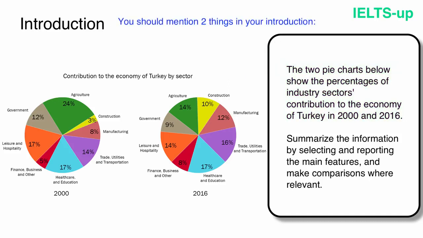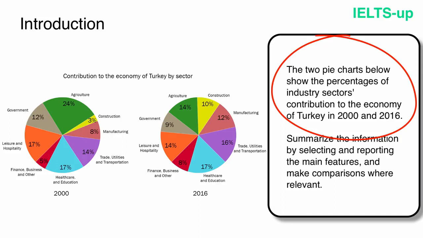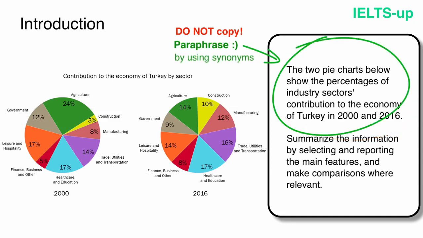You should mention 2 things in your introduction: what your chart shows and for what period of time. You cannot just copy this text from your question card. Such writing will receive a low score, so don't do that. Instead of writing, the 2 pie charts below show the percentages of industry sector's contribution to the economy of Turkey in 2000 and 2016, we should write a paraphrased version of this sentence by using synonyms.